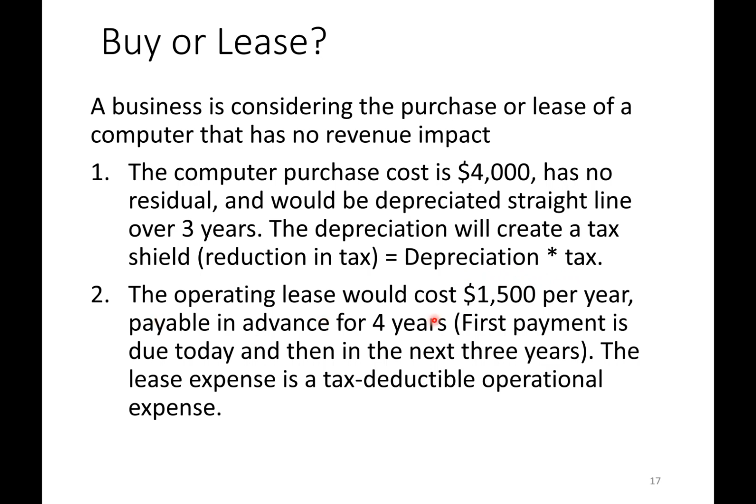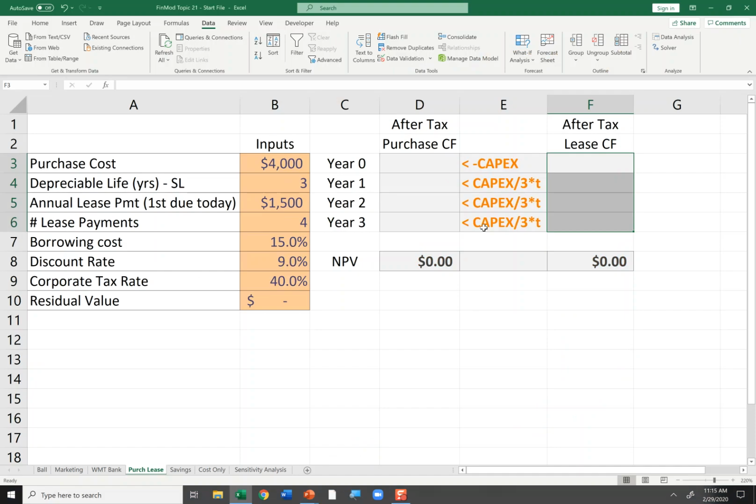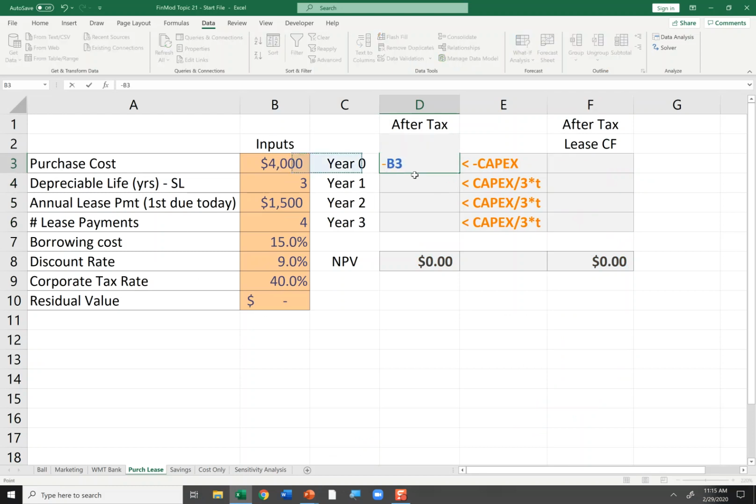Now, the operating lease will cost $1,500 per year, payable in advance for 4 years. In other words, I'll pay $1,500 today and then $1,500 at the end of this year and the following 2 more. The lease expense is going to be a tax-deductible operational expense. So let's go ahead and calculate my values. I'm going to spend $4,000 for the computer today, or I'll have a lease, which is going to be $1,500 today. And these are both pre-tax.